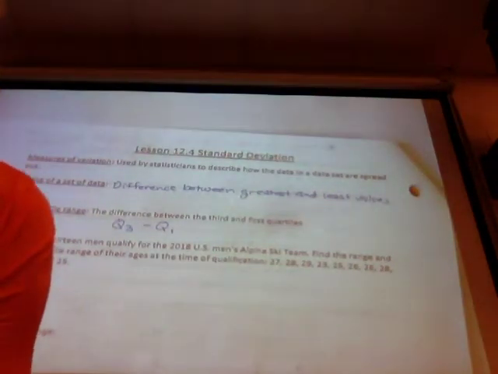Okay. So, example 1. 13 men qualified for the 2018 U.S. men's alpine ski team. Find the range and the interquartile range of their ages at the time of qualification. So on here, what you would do is look for the highest age. The highest age is 29 and the lowest is 21. So the range is 29 minus 21, which is 8.